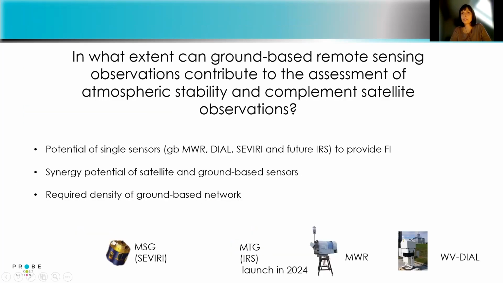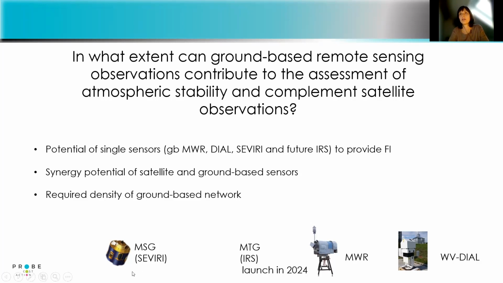So in our work at the University of Cologne, we address the question: to what extent can ground-based profilers complement satellite observations and improve assessment of atmospheric stability? We performed theoretical experiments based on reanalysis as truth and simulated observations from satellite and ground-based sensors, and developed a neural network retrieval of 7 stability indices. I will show the results for 4 sensors.